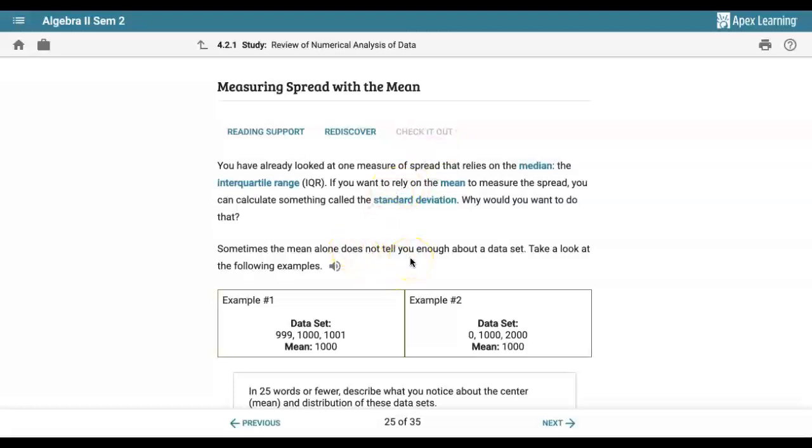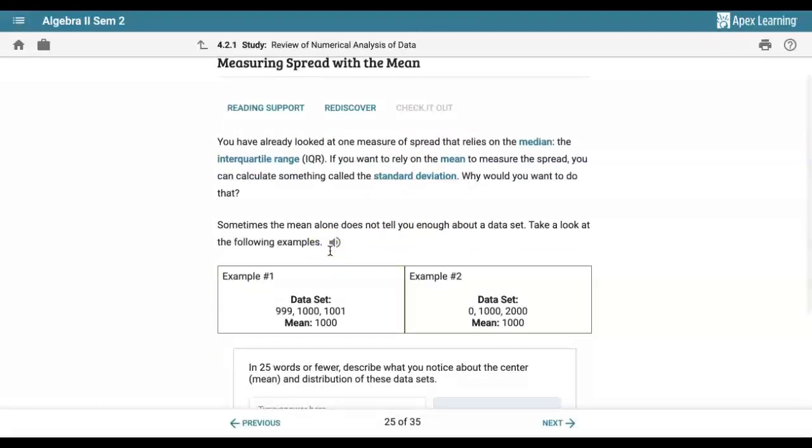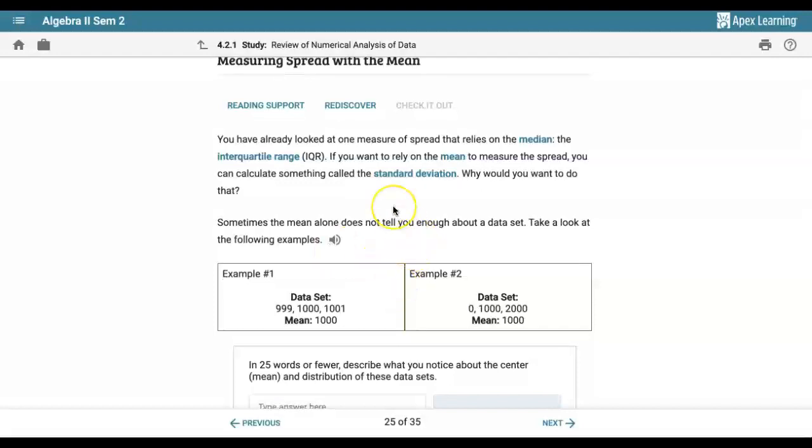But we're going to continue on with this. And we're going to talk about the standard deviation here.